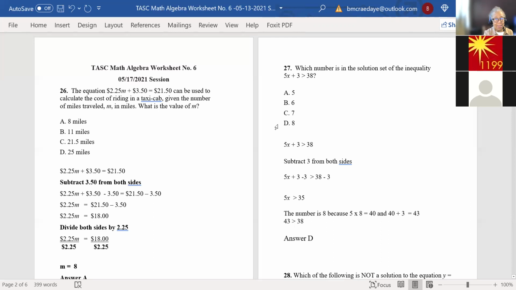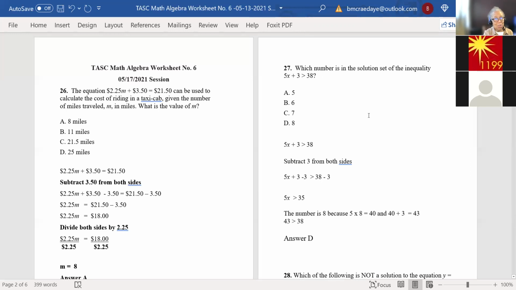So the answer is D, because it says which number is in the solution set of the inequality 5x plus 3 greater than 38. That means which of these numbers can you substitute for x, multiply by 5, add the 3, and get a number bigger than 38. And that number is 8. Everything else is less than or equal. Yes, Vanessa, you got it? Yes, Miss Barbara. So that's why the 7 doesn't work, because it's not greater.